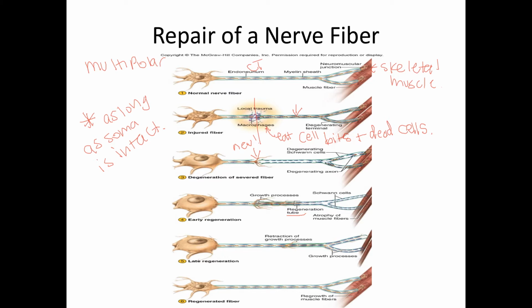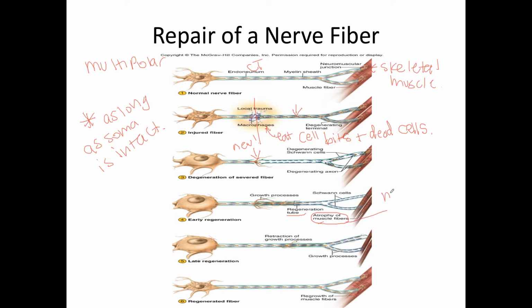The empty tubing of the endoneurium is called the regeneration tube. And basically, via axoplasmic transport, or slow axoplasmic transport, the growth processes are going to anchor the growing axon, and the axon is going to extrude down the regeneration tube to try and reach the end. Also note that there is a concomitant atrophy of muscle fibers that comes along with lack of innervation.